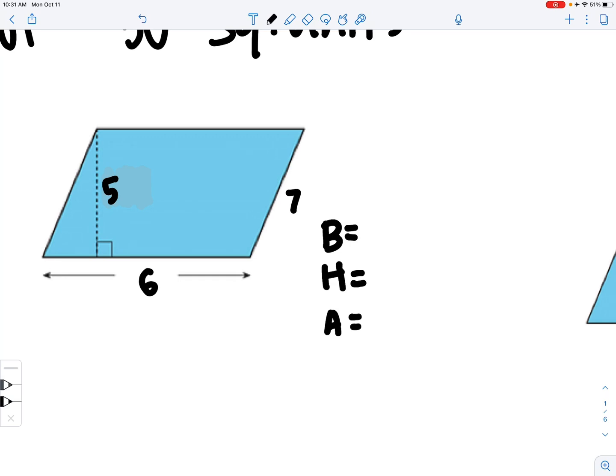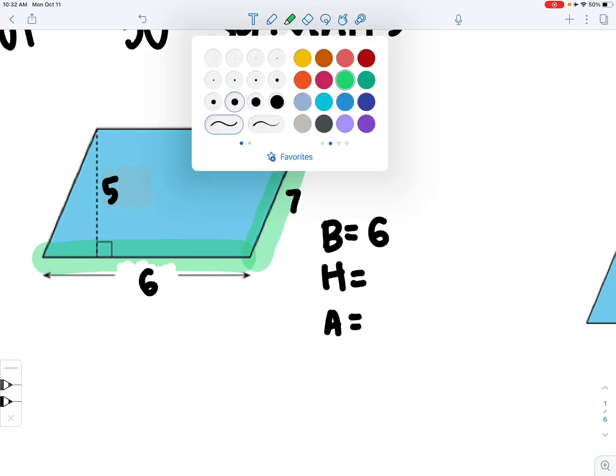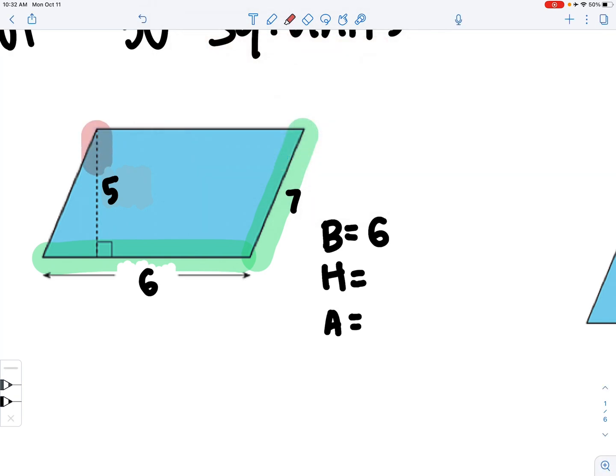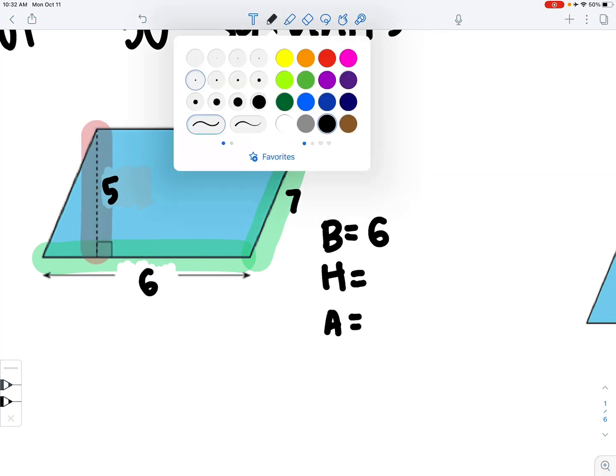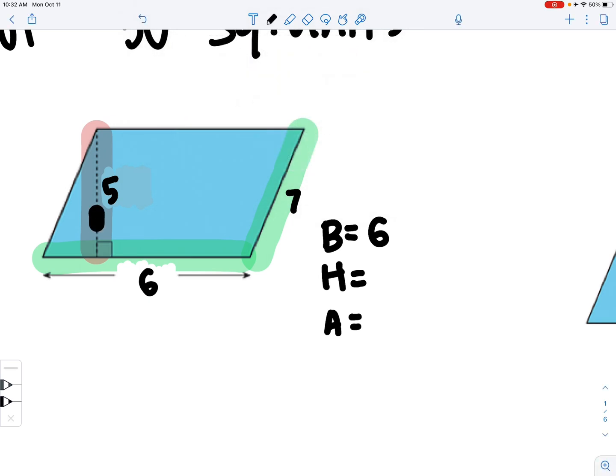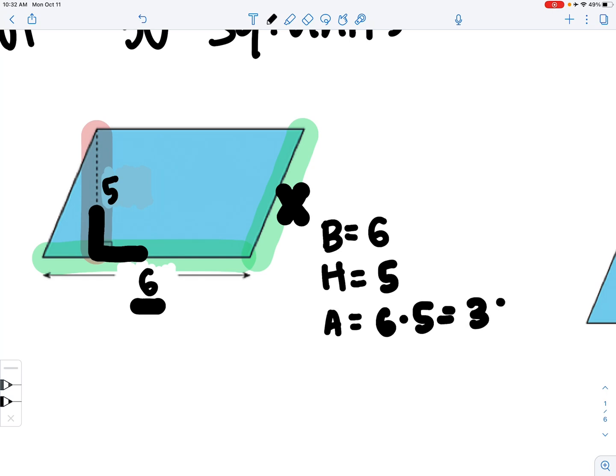Okay, so this one should have been a base of 6, because remember the base has to be one of the sides, so it could either be 6 or 7, but the height needs to be making a perfect L shape with the base, so only this 5 is making a perfect L shape with this 6, so we're not going to use the 7. Instead we'll use the 6 as the base, the height will be 5. And the area will be 6 times 5, 30.